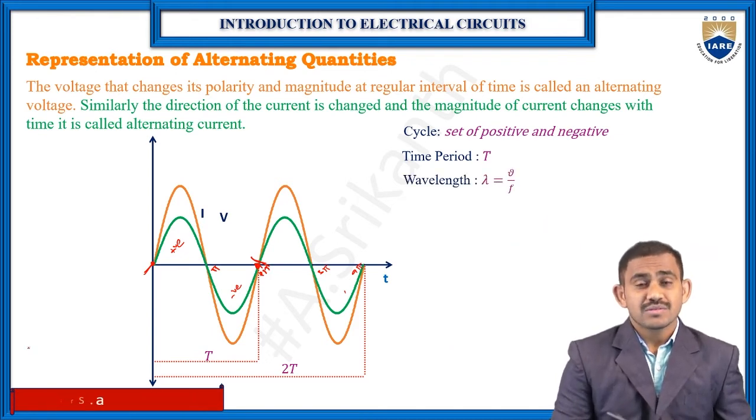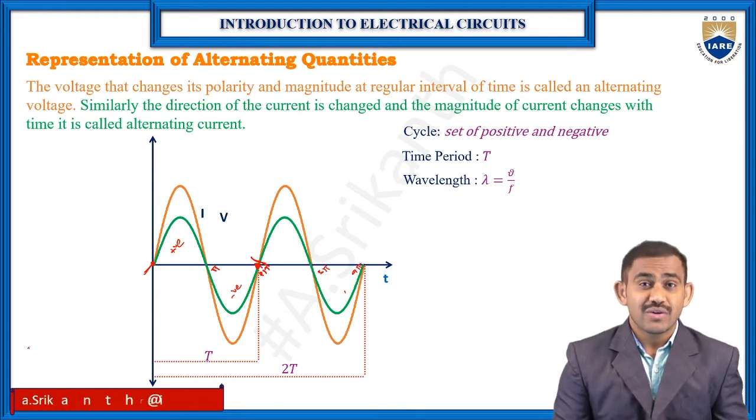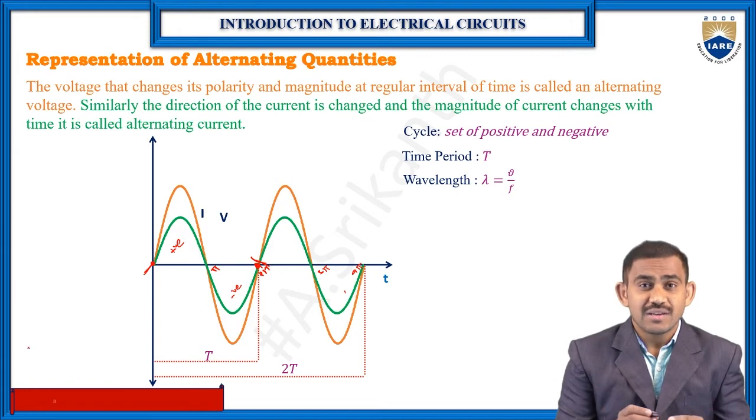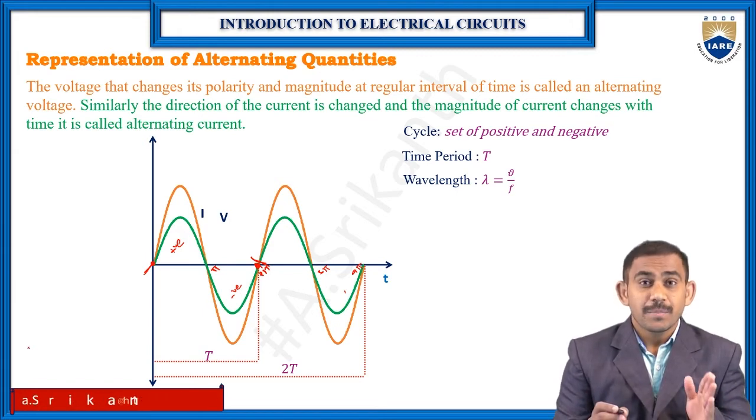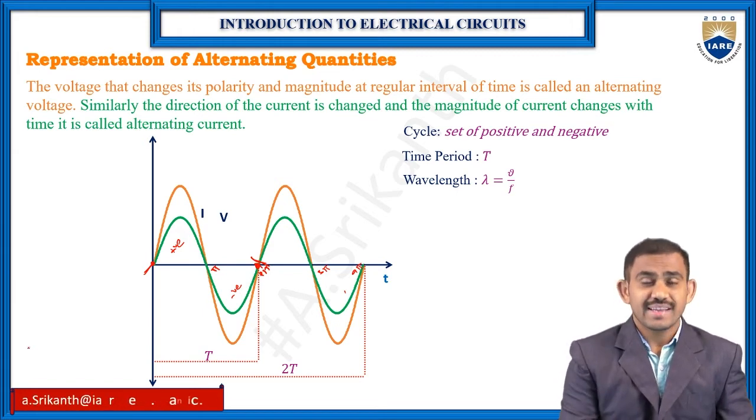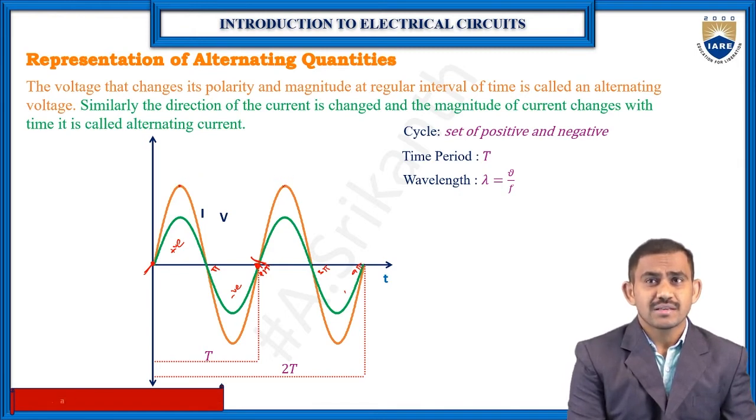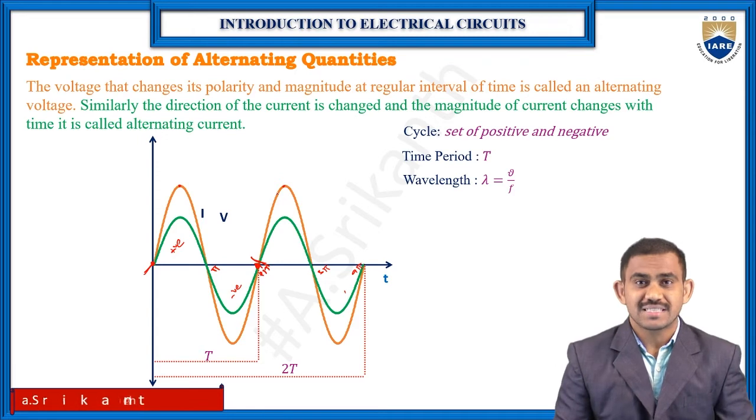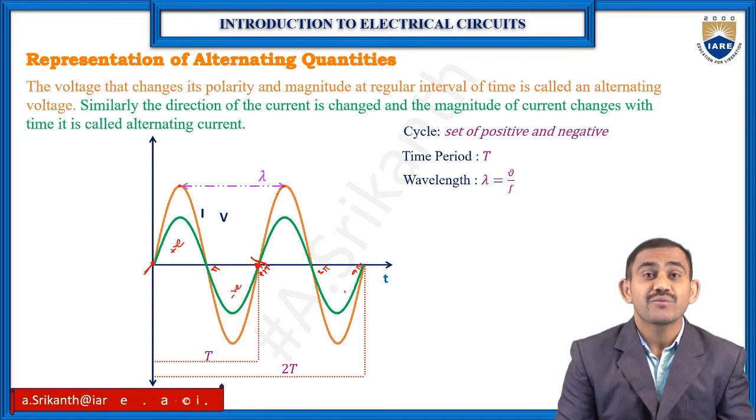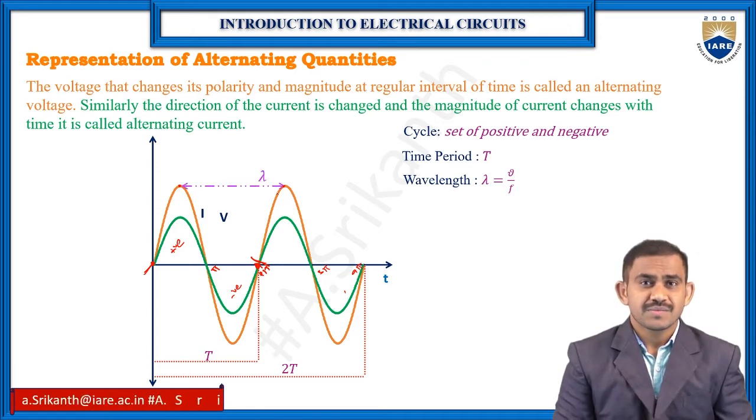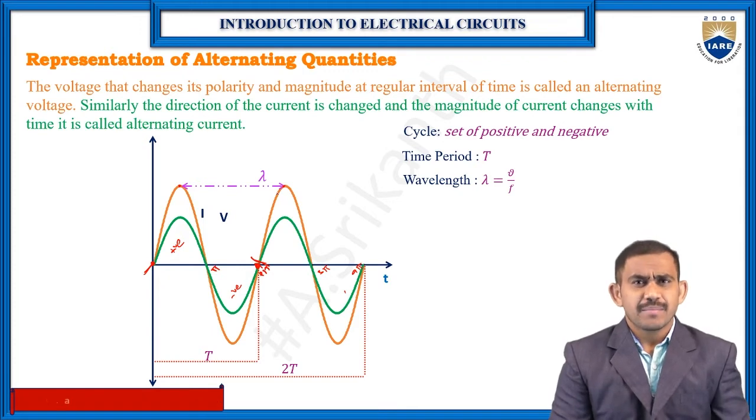So I have some wave. What is the wavelength for this waveform? The wavelength depends upon the peak values. Between two peaks. In this waveform, this is my first peak and here is one more peak. The distance between these two peaks is nothing but your wavelength, same as your time period.